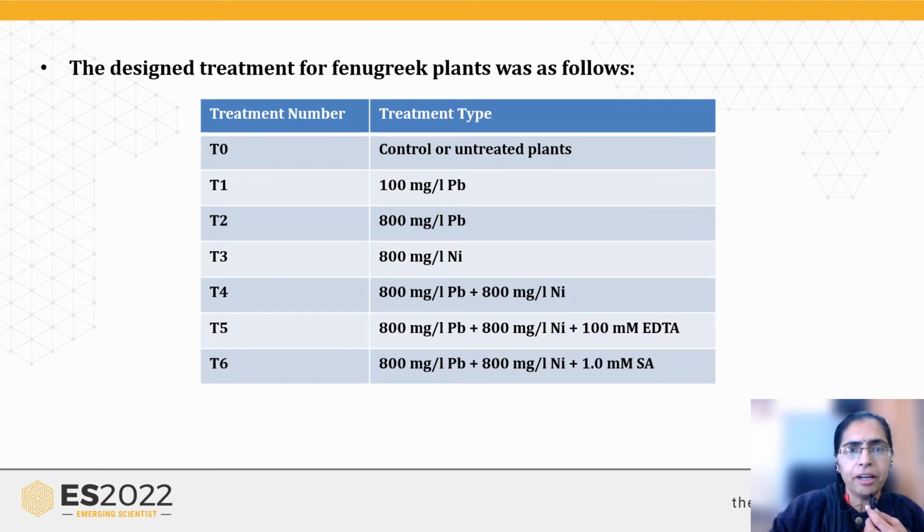This is the design treatment, where T0 is the control, T1 is 100 mg per liter lead, T2 is 800 mg per liter lead, T3 is 800 mg per liter nickel, and T4 is a combination of lead and nickel at 800 mg per liter. T5 is the addition of 100 millimolar EDTA along with lead and nickel metals, while T6 is the addition of 1 millimolar salicylic acid along with lead and nickel metals.